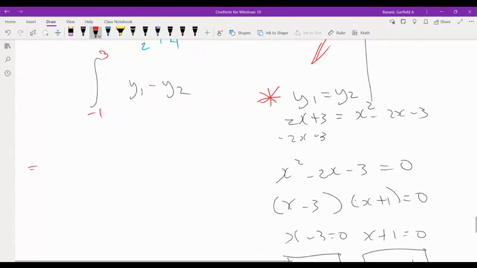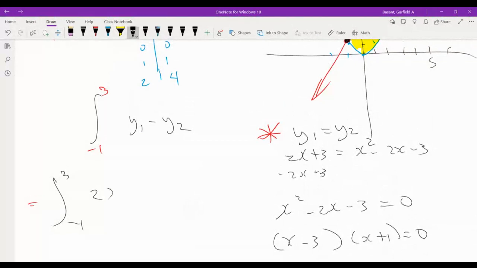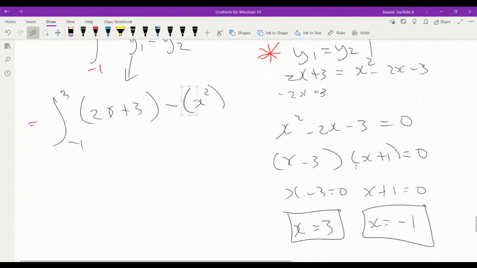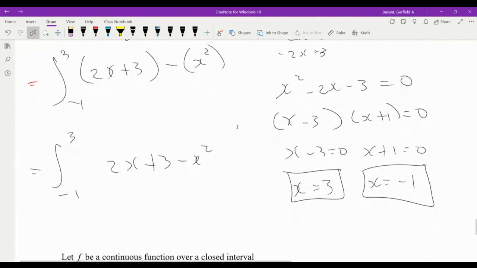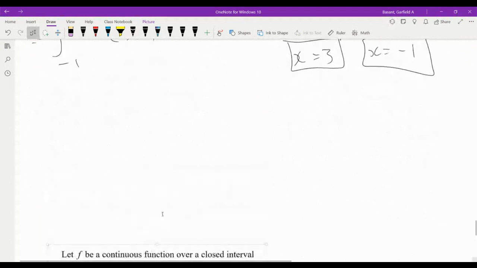And we continue setting up the area. So the bounds are -1 and 3. And y1 once again was 2x plus 3. This was our y1 minus y2, which was x squared. So between -1 and 3, this becomes 2x plus 3 minus x squared. So after doing all of that, now we're ready to define the integration. You see, we have to do all that just to do the integral.